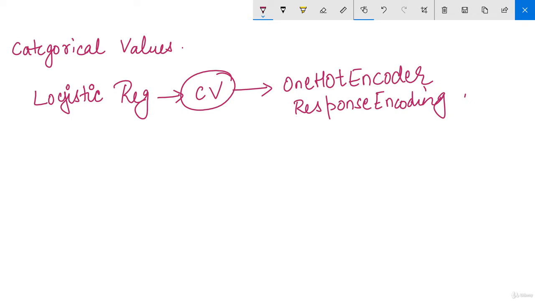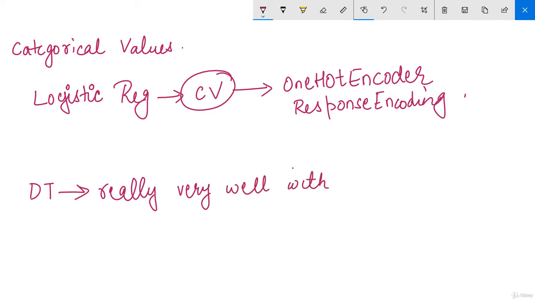But decision tree works really very well with categorical values. So this is one of the most important parts of decision tree. We don't have to use one hot encoder or response encoding, nothing like that. We just have to assign the value and everything will be covered.